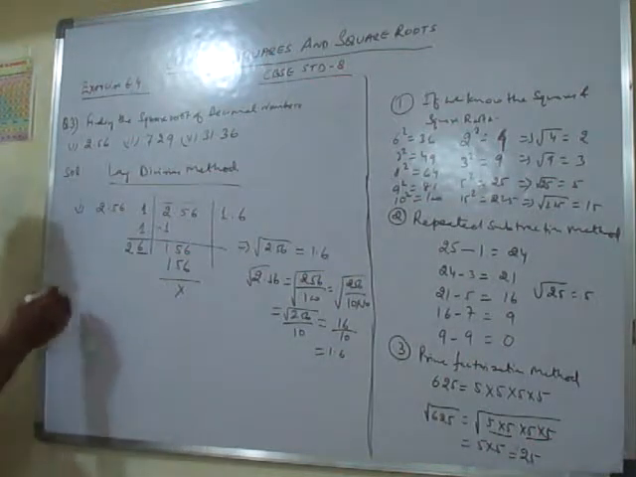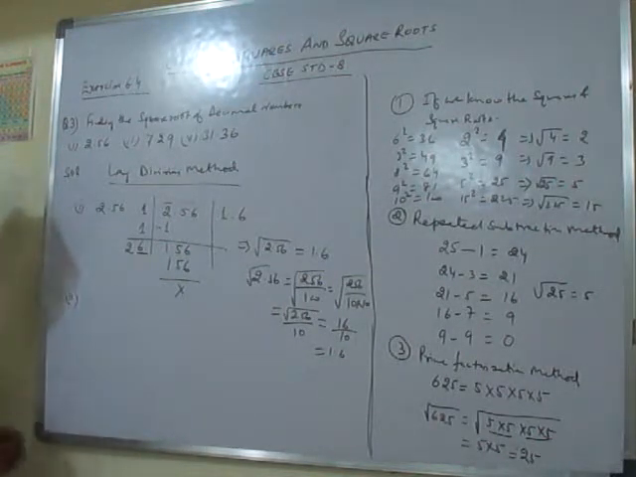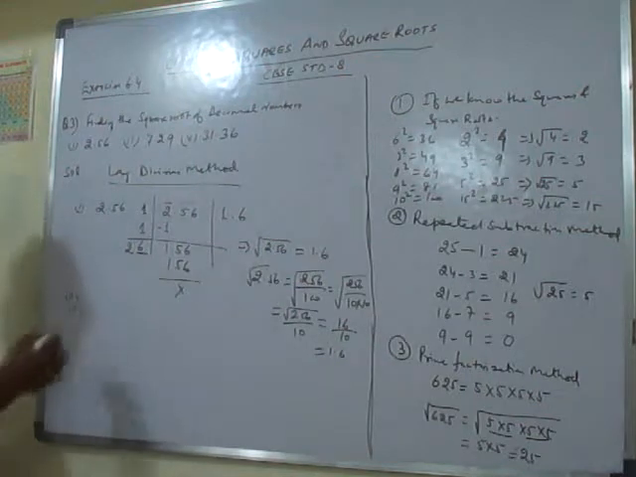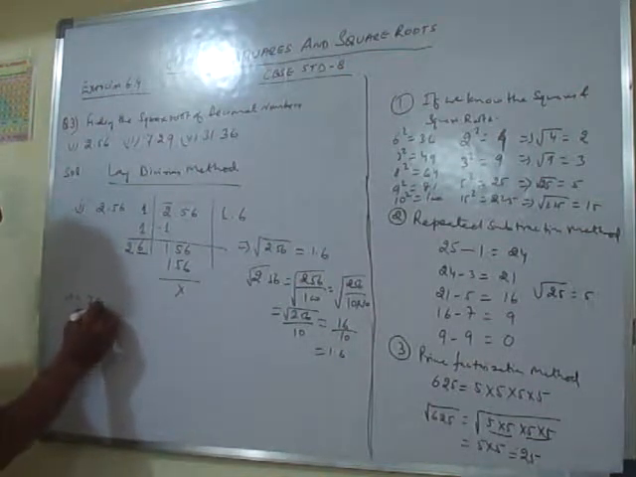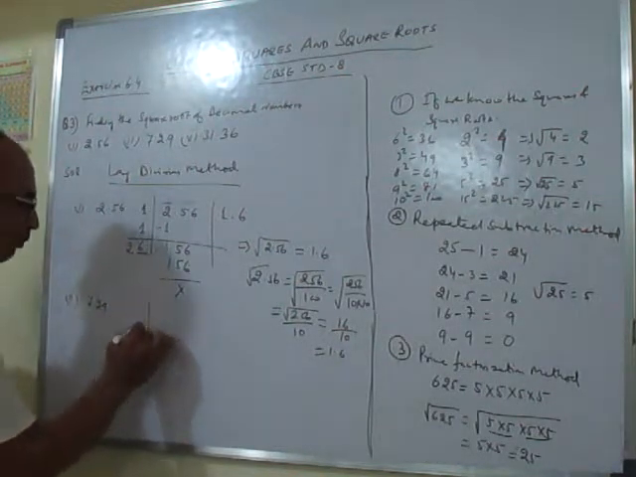Right, very good. Let us go for the second one. The second one is 7.29. Now again go for it.